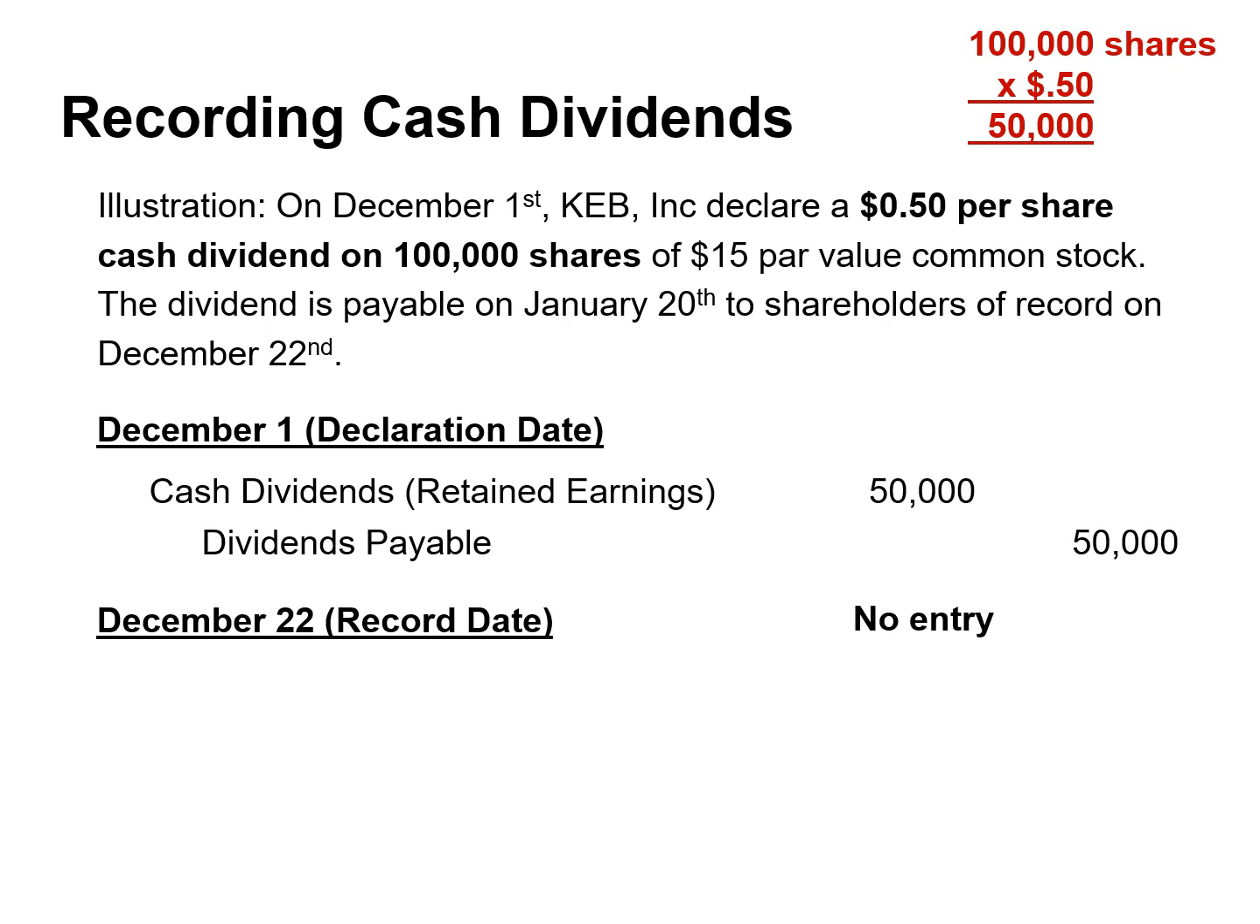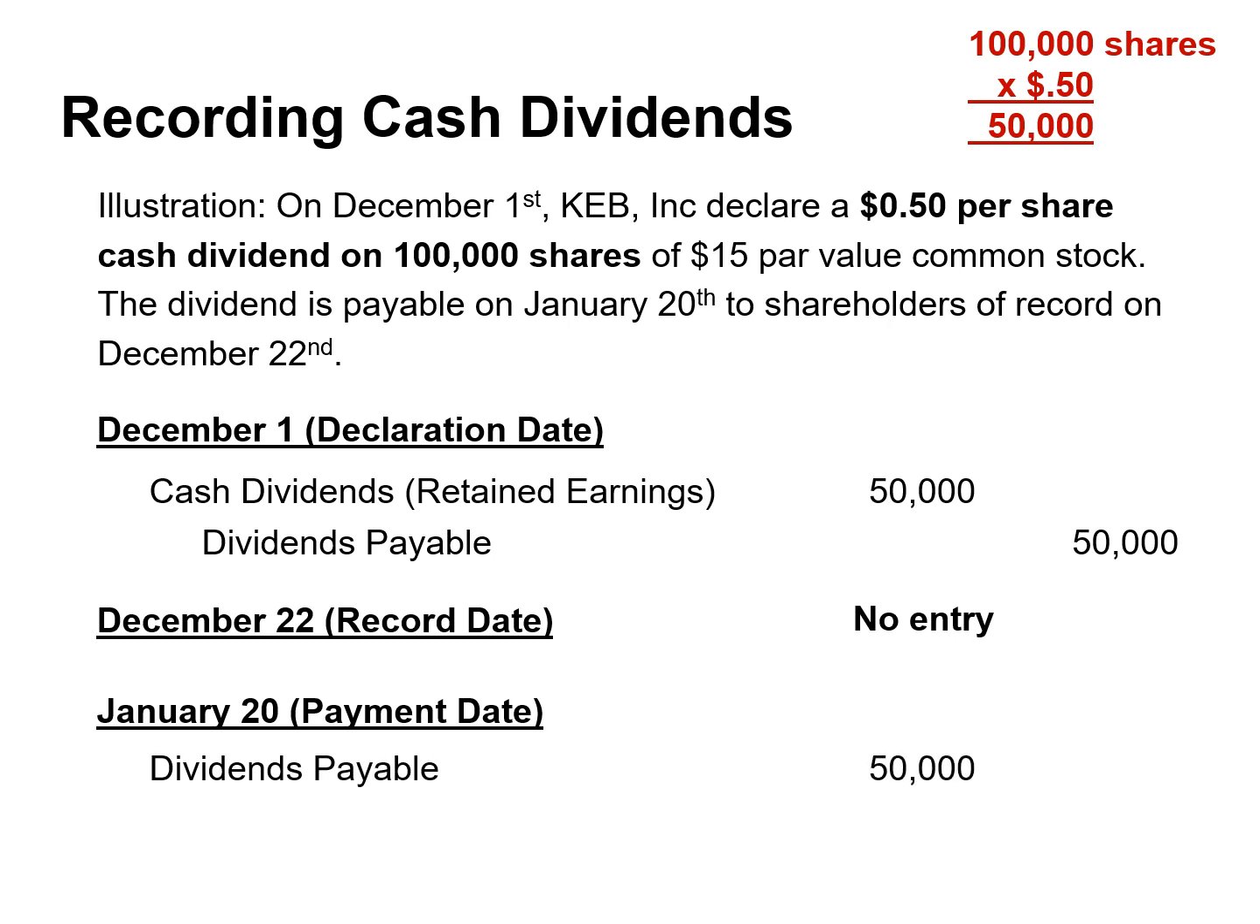No entry is required on the record date. On the payment date, the company makes cash dividend payments to the stockholders and records the payment by debiting dividend payable, or $50,000, and crediting cash for the same amount. Cash dividends cause a decrease in both assets and equity, or more specifically, retained earnings.